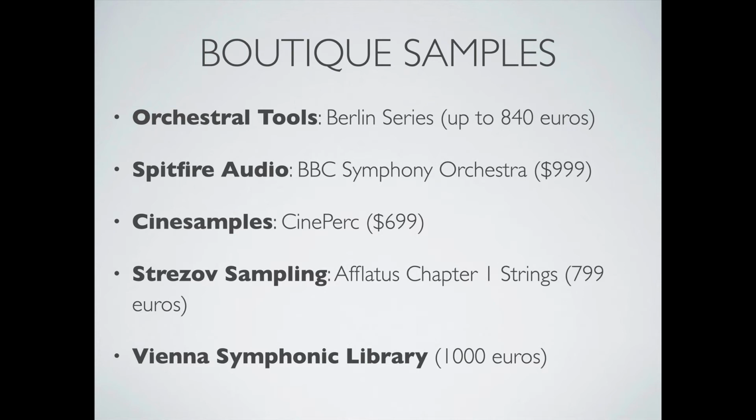Cinesamples' most expensive library is Cineperc, I think, and that sits right at $699 or $700 because it's a very all-encompassing percussion library. It was originally 4 libraries bundled into one. Strezov Sampling has their Afflatus Chapter 1 Strings, a dedicated string library, which is more like 10 string libraries bunched into one, but that is available for €800. And then Vienna Symphonic Library also has some great products at high prices, but they've also created some more affordable options nowadays as well if you are interested in what they do.